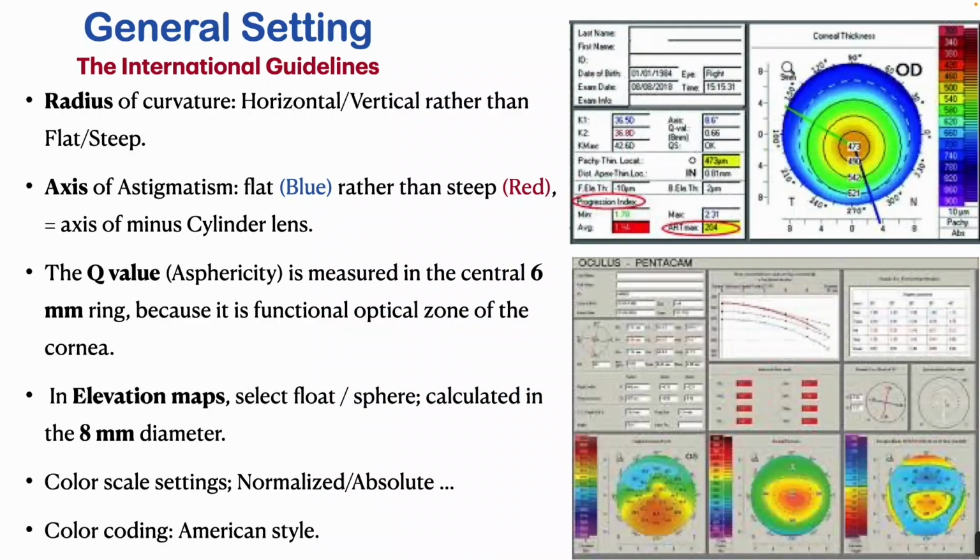This is the international guideline about the radius of curvature, the axis of the astigmatism, and the Q values. Firstly, in the elevation maps, covering the central 6 millimeter in the Q value, but 8 millimeter in the elevation maps. Color scale setting, either normalized or absolute. The color coding is in the American style. It's commonly used, the American style color coding.